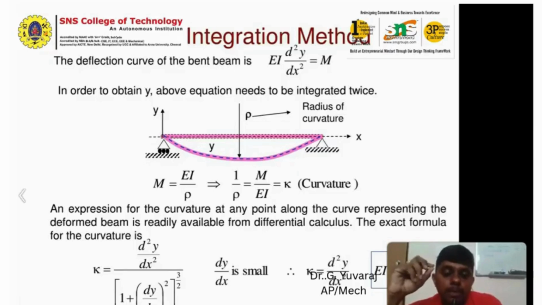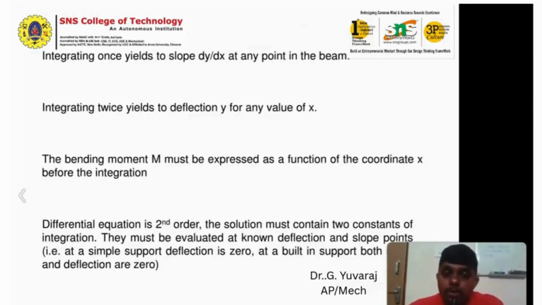Here, an expression of the curvature at any point along the curve representing the deformed beam is readily available from differential calculus. In the exact formula for the curvature, dy/dx, the slope value, is very small. Hence we omit dy/dx as a small value, and based on that we can decide that the curvature term is very small in this equation. So that is why we need to integrate.